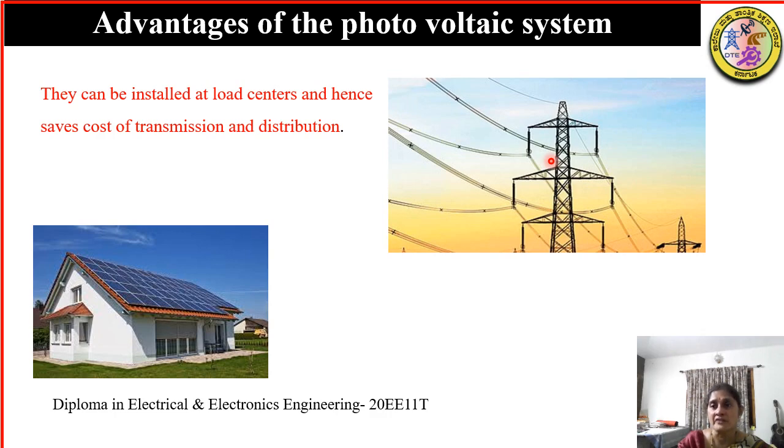So in the case of a conventional power plant, like a hydropower plant, we have absolutely no choice of the site as to where to generate. In the case of a thermal power plant or a diesel power plant, generally we will try to establish the plant as close as possible to the availability of fuel so that we can save on the cost of transportation of fuel. But in the case of a photovoltaic system, it is very convenient to install the power plant very close to the load center. So there is a saving in the cost of transmission and distribution.